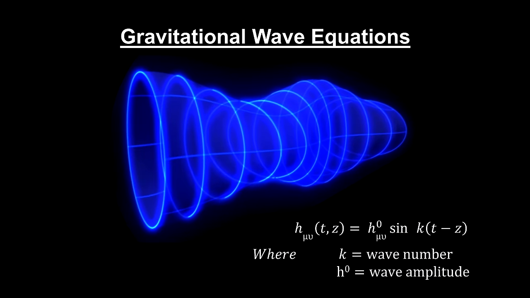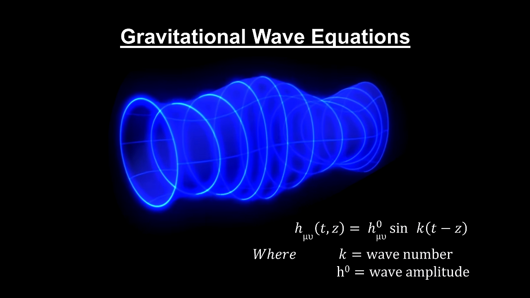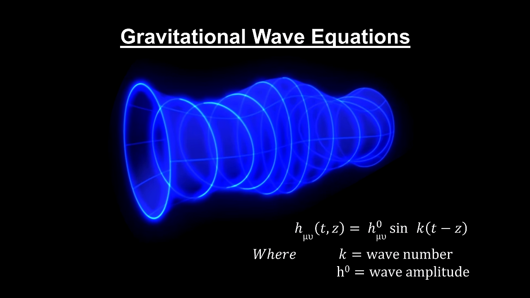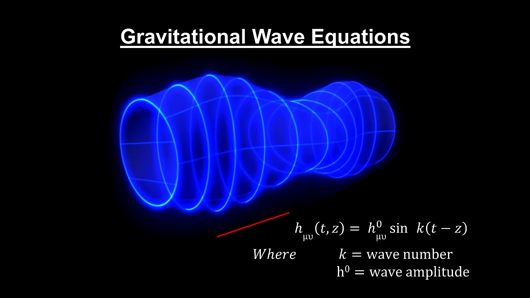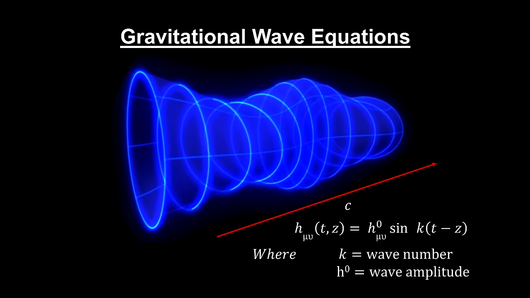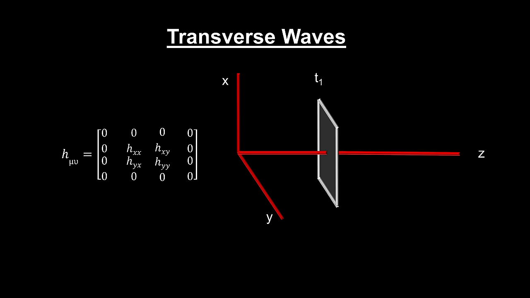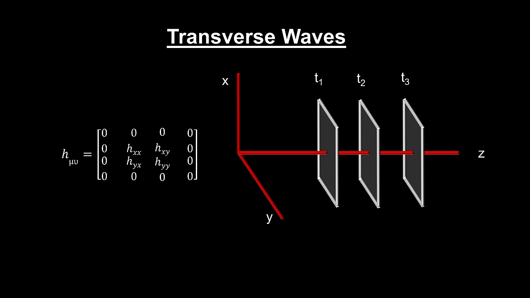Solutions to Einstein's equations show that a gravitational wave's metric oscillates sinusoidally, just like light, and it travels at the same speed as light. As a wave moves down the z-axis, planes at different times experience different values for the metric used to measure distance on the plane. This makes the wave a transverse wave, just like light.